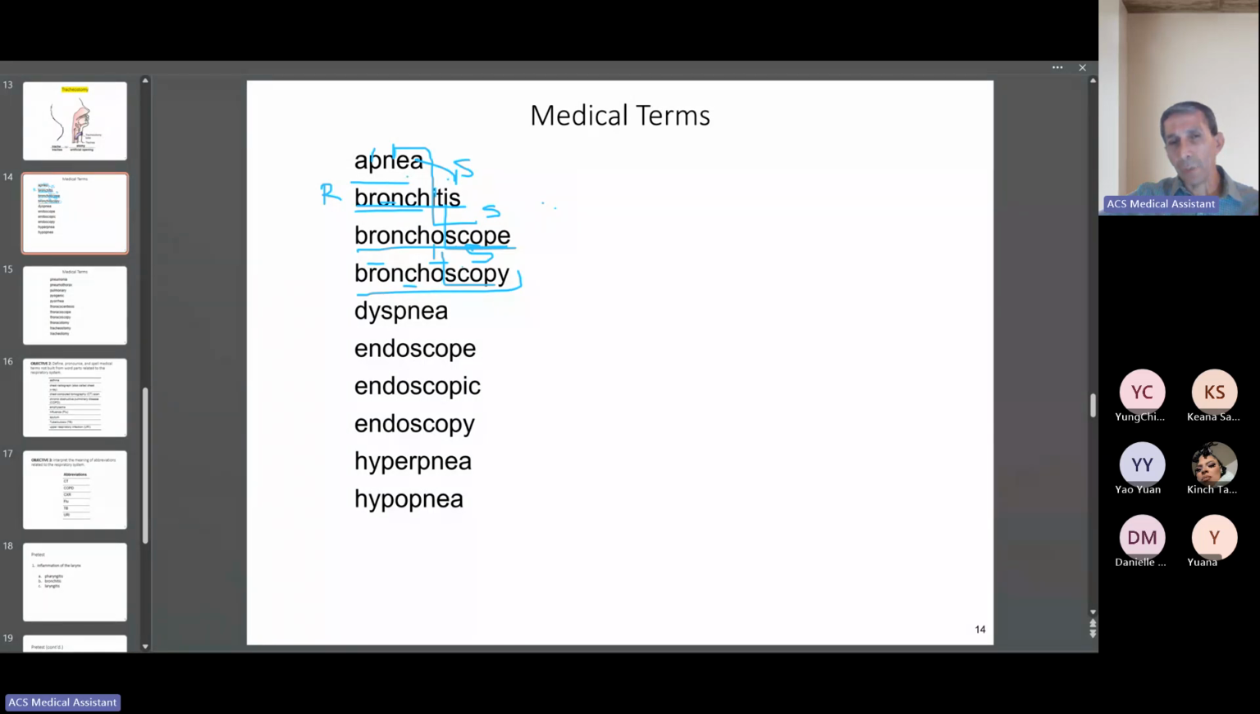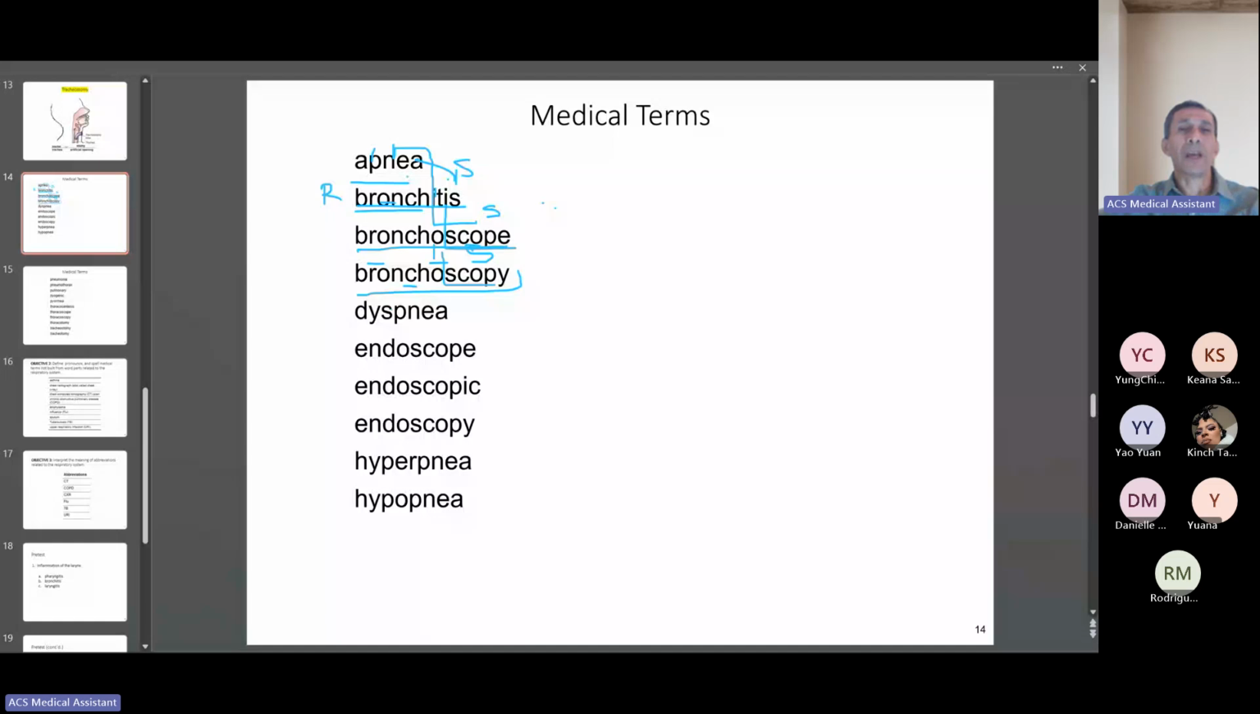So once again, one is the instrument, the other one is the visualization, the action that we're taking at that moment. I can have a stethoscope in my hand. I say, okay, this is a stethoscope. I know what I'm using it for, listening to the sounds. But if I'm using it at that particular moment, I'm going to call it stethoscopy because I'm listening right now to the sounds using the stethoscope. This is the action, the function, if you will, of this instrument.